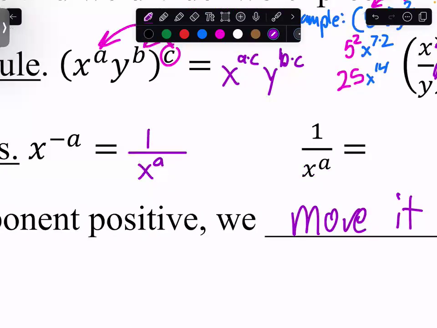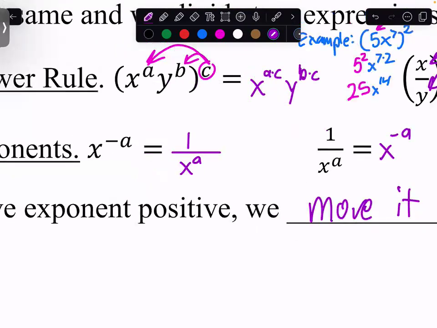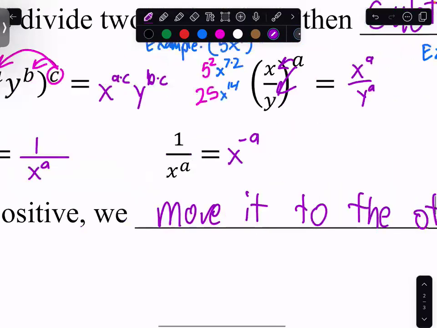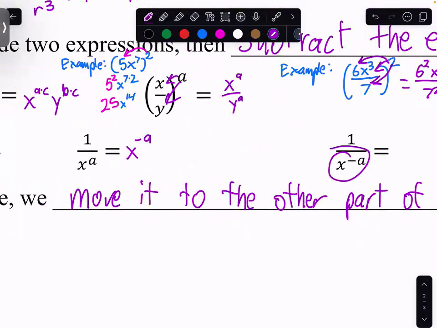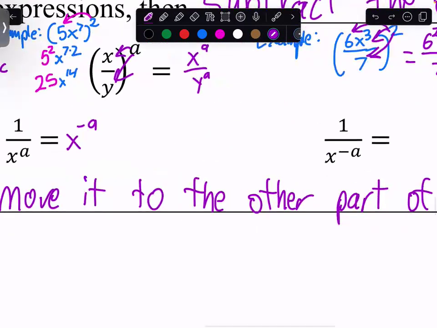So you could also go backwards, right? If you have 1 over x to the power of a, if you don't want it in a fraction, you could turn it to x to the power of -a. Okay, but what if you have a negative in the denominator? Well, when you move it to the other part of the fraction, that would be up in the numerator then.